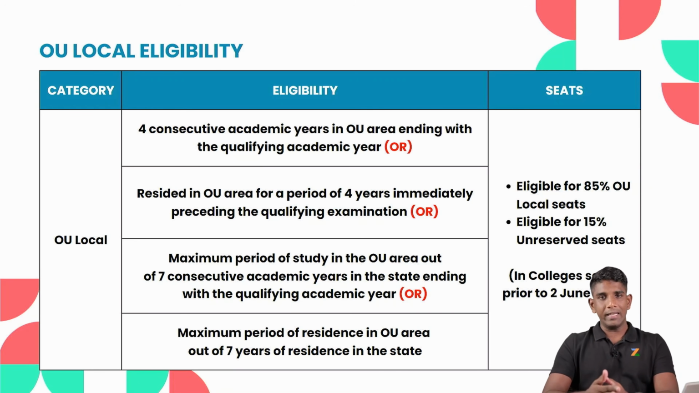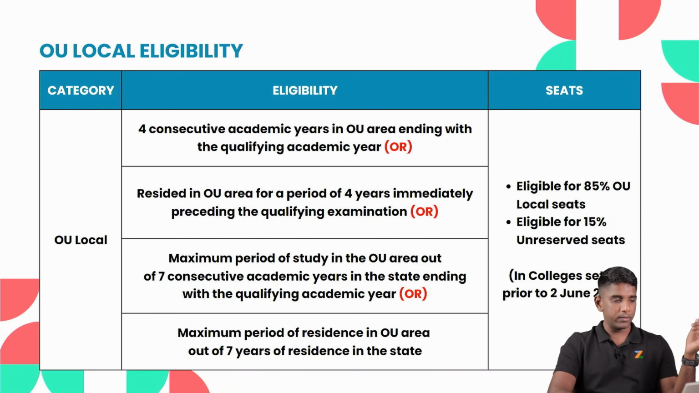So OU local candidates are eligible for 85% of seats in OU local colleges, and they are also eligible for 15% underserved seats. And this reservation split is only for colleges that were set up prior to 2nd June 2014, that is before the Andhra Telangana split.